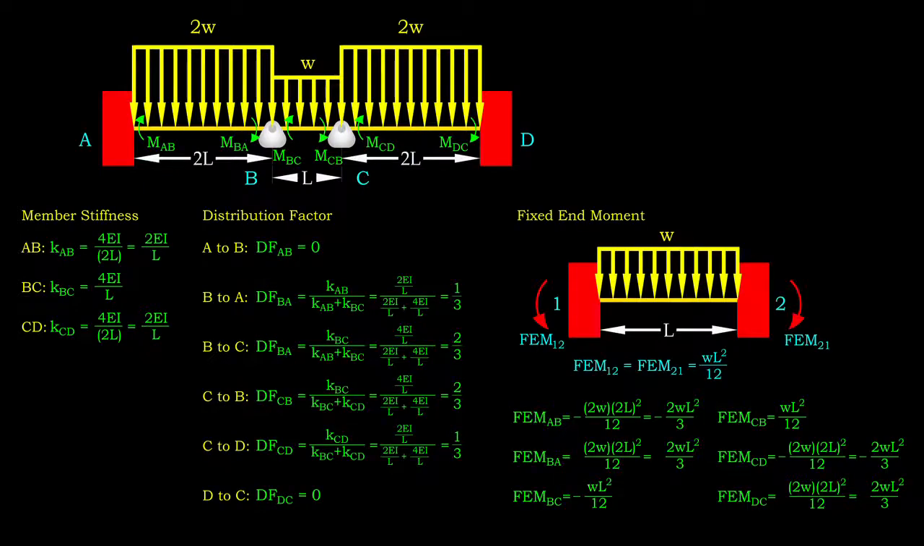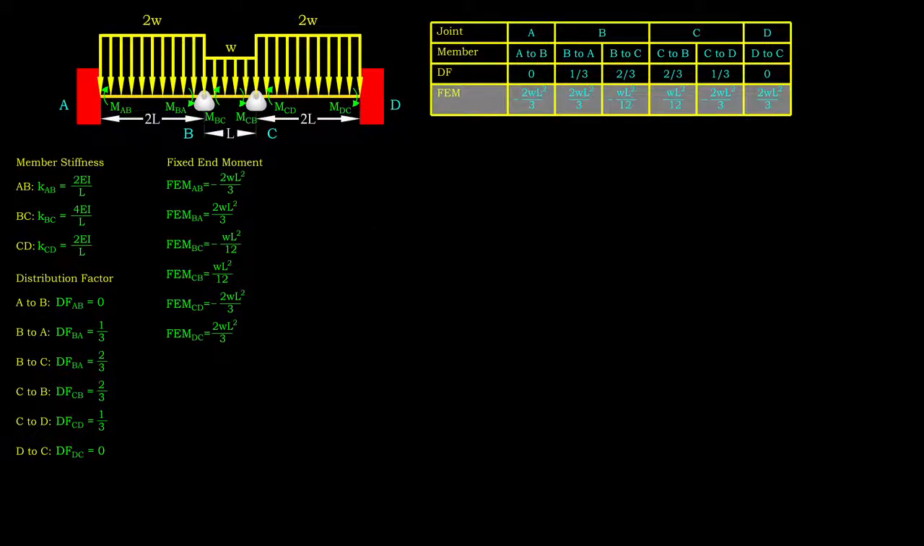Up next, we calculate the FEM in each member based on the loading condition using readily available formula. At the same time, we put negative sign to the end moment that acts in opposite direction with the established convention. To ease the moment distribution, we need to construct a table like this.